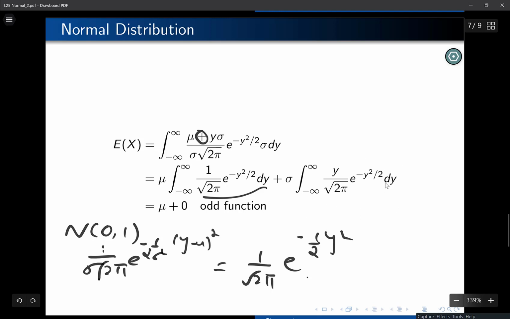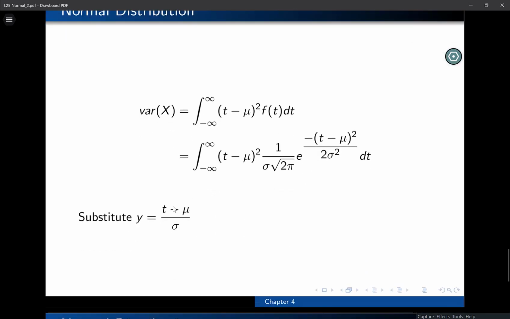And this here is an odd function, and you're integrating from minus infinity to infinity. Therefore, this is 0. So you see how knowing this trick about odd and even functions helps you solve this relatively complicated integral. So the expected value is just mu.